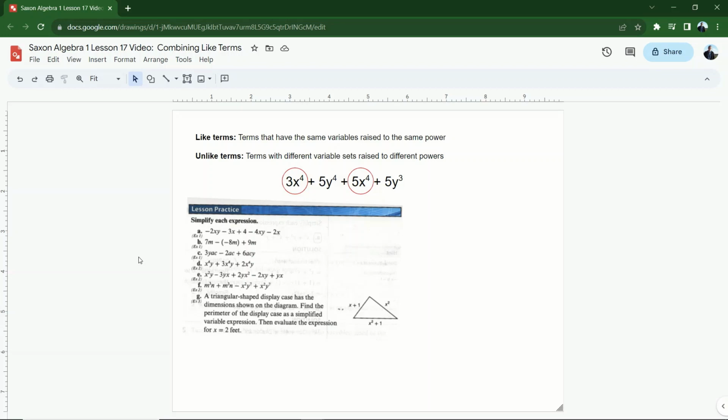Hello, algebra students. Welcome to lesson 17, where we're going to be talking about combining like terms. Now we're going to dive right into the lesson practice for this right after just a little bit of instruction on what like terms are and what they are not.